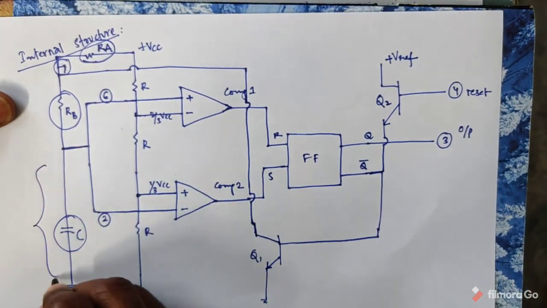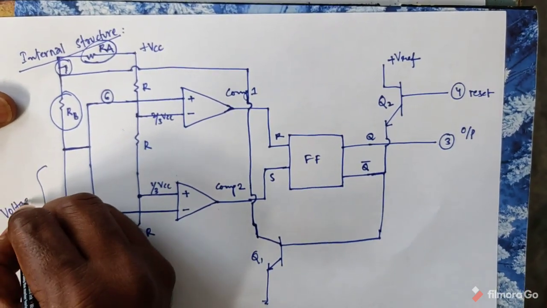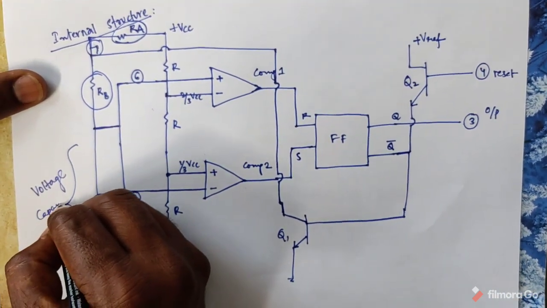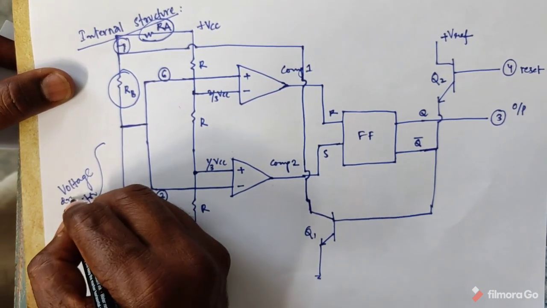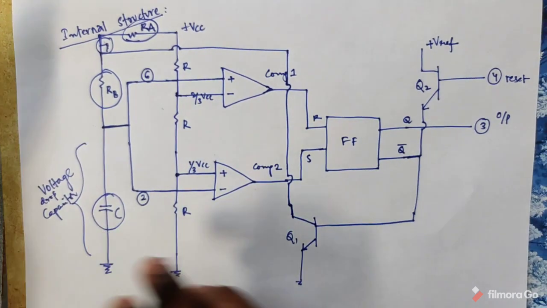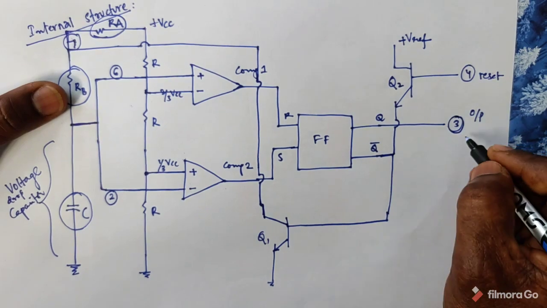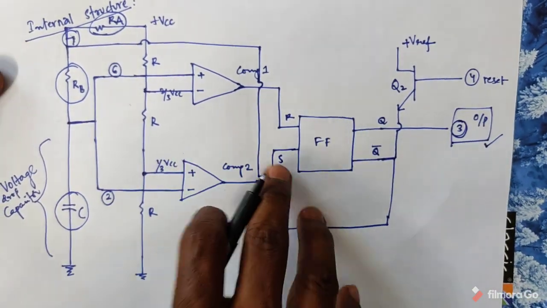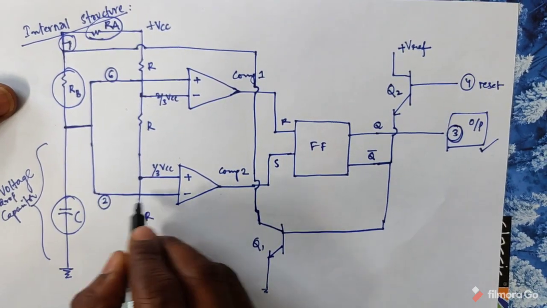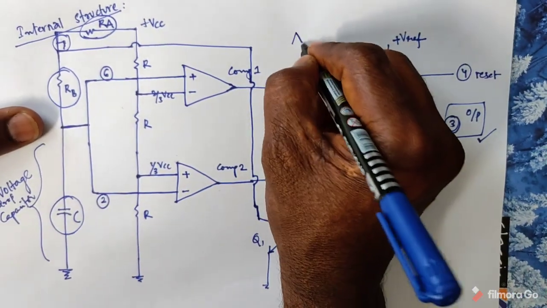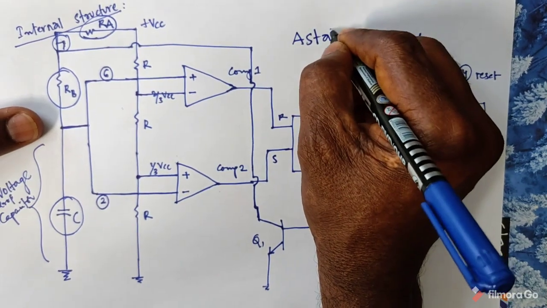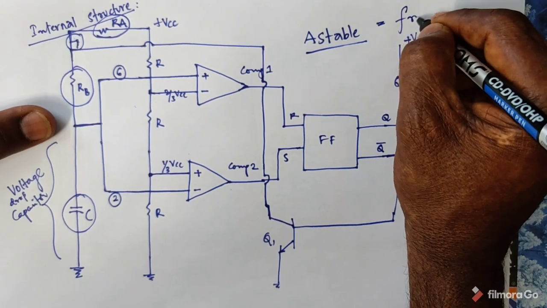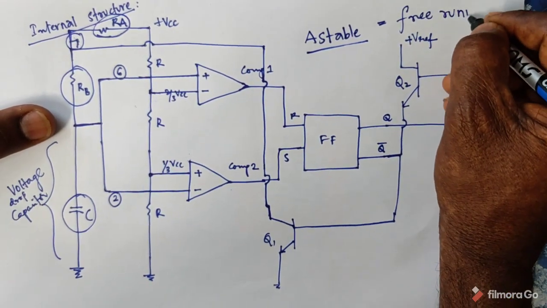So now we have to calculate the voltage across the capacitor. That point we have to extract, and this is the actual third pin. This is the major part we have to extract, these 2 points. But in this case you are not applying any trigger. Why? Because this is actually astable. Astable means this is also called a free running oscillator.